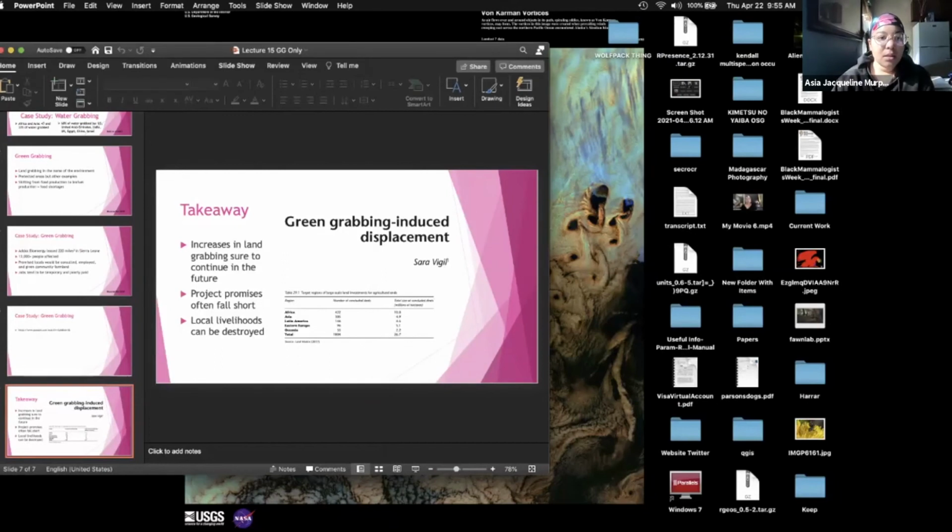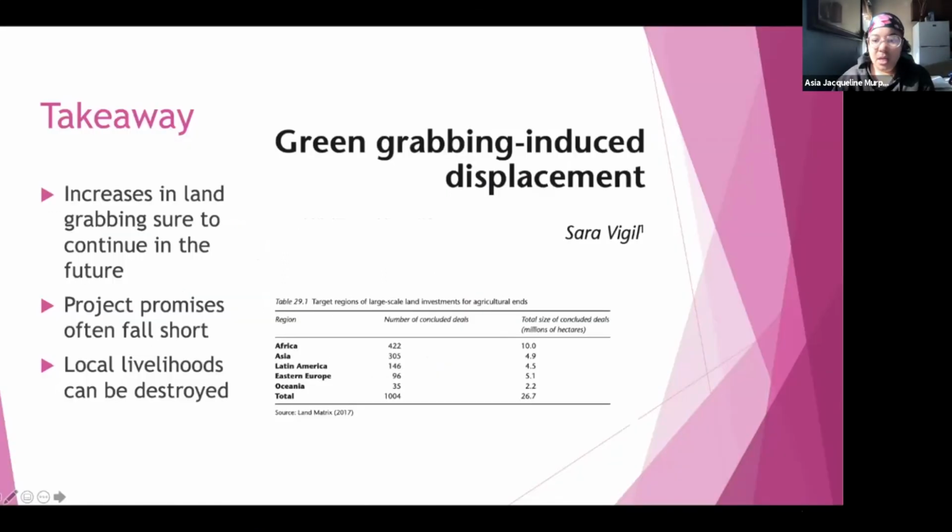We'll end on this takeaway. This is just one last chart from this chapter in a book that I read. So we see that again, we have, broken down by regions, the number of concluded deals for green grabbing and the size of the land that's been taken. And we see huge amounts, millions of hectares, being taken, mostly in Africa, but there are a lot in Asia and Latin America and Eastern Europe as well. So 26.7 million hectares since 2017 have been taken in green grabbing deals.